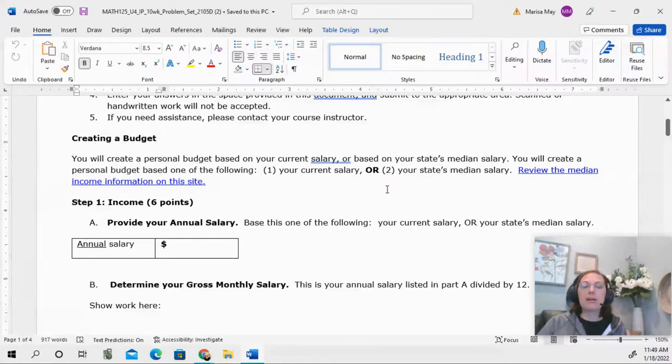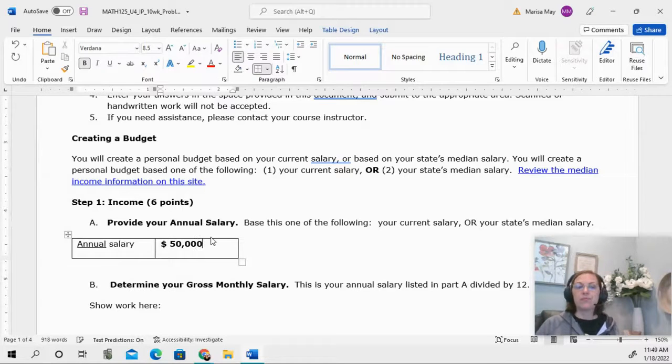Step number 1, part A, provide your annual salary. Remember, this can be your current salary or your state's median salary. And you don't have to have the exact dollar amount. I'm going to use a round number of 50,000. You just type it there in the box.